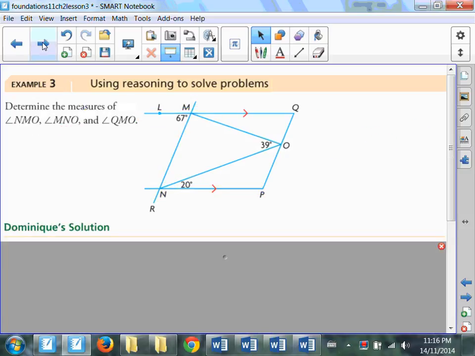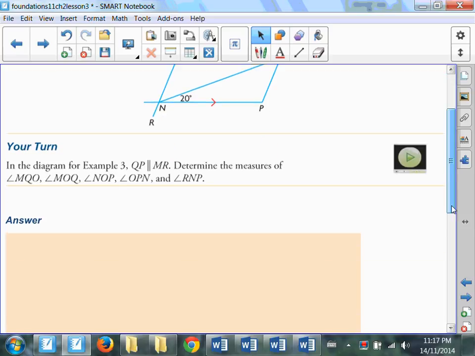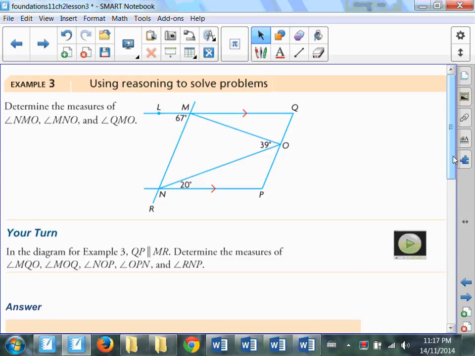Now, if QP is parallel to MR, find these other angles. Okay, find these other angles. We're not going to bother with doing that, I don't think. I think we're good.